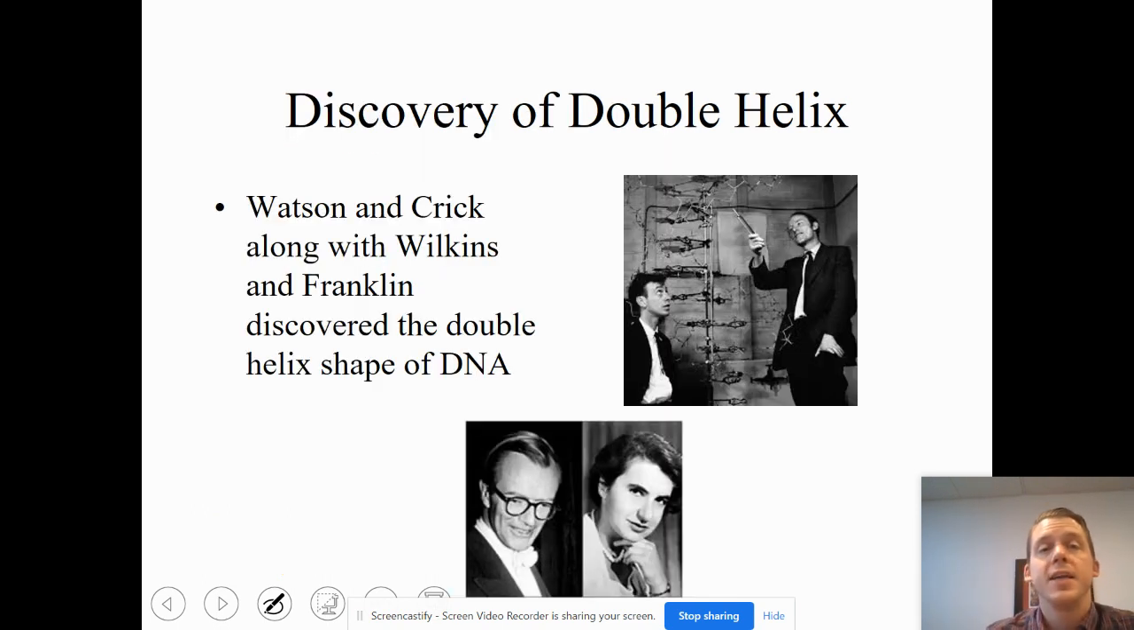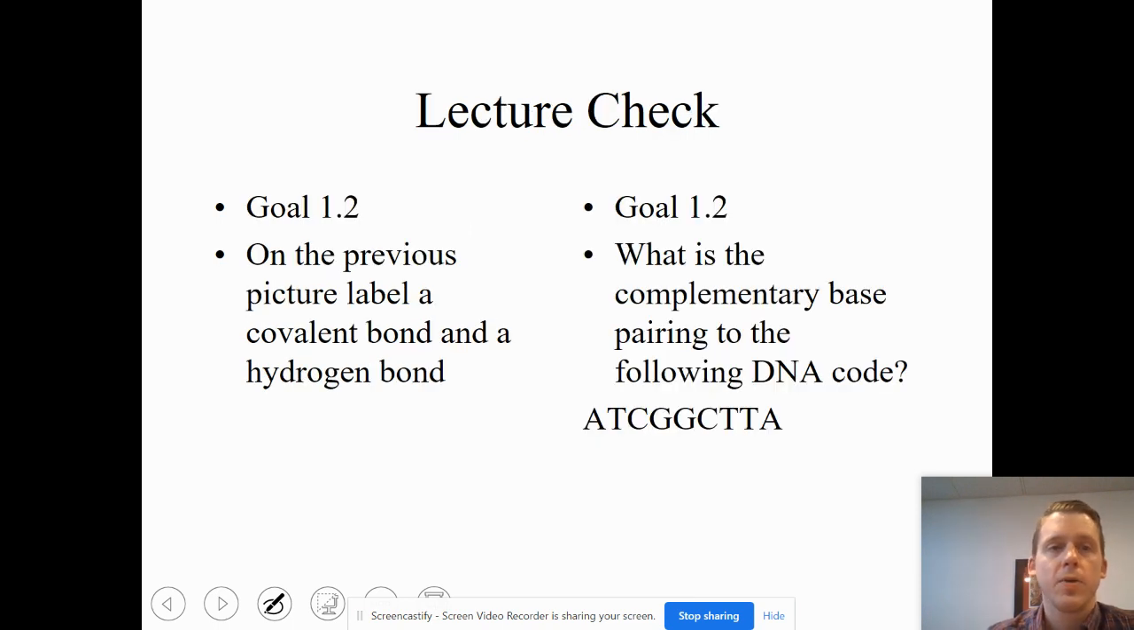The shape of DNA was discovered by Watson and Crick, along with two other scientists named Maurice Wilkins and Rosalind Franklin. All right. So on the previous picture, label a covalent bond and a hydrogen bond. So you should label the covalent bond as part of the backbone and the hydrogen bond connecting the bases.